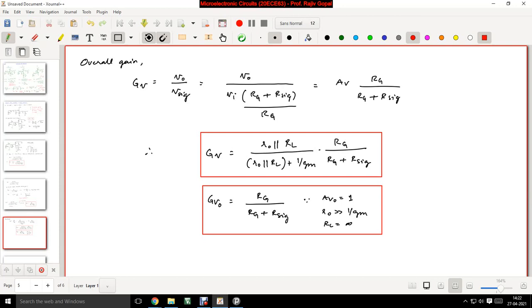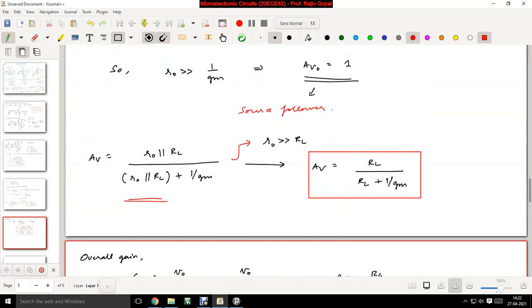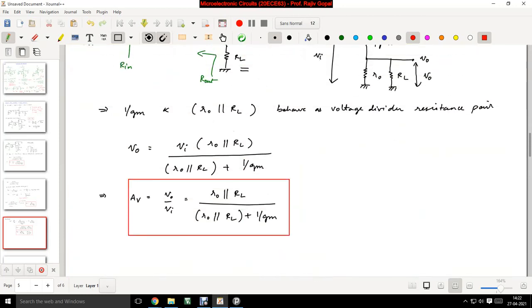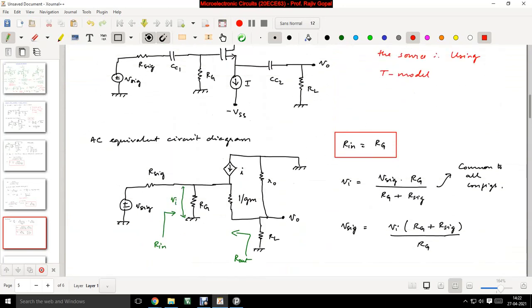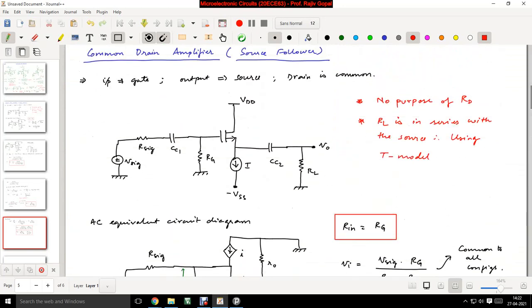The only thing which is left out is finding Rout. Always remember, while finding the output impedance of any circuit, you always have to remove the input sources. Then you have to calculate the output impedance. So when I draw this diagram again, I copy this circuit diagram, and this one. I copy this.